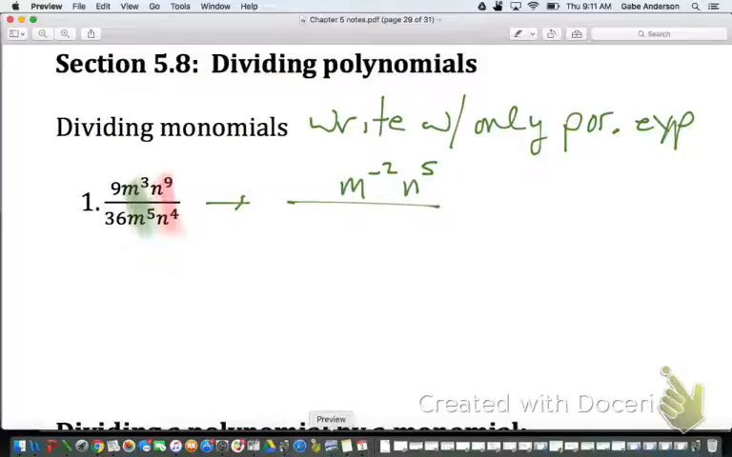9 goes into both, resulting in 1/4. Right? So you divide 9 by 9 and you get 1. You divide 36 by 9 and you get 4. And then to write it with positive exponents, we need to move that m base down. So your final answer would be n to the 5th over 4m squared. N to the 5th over 4m squared.